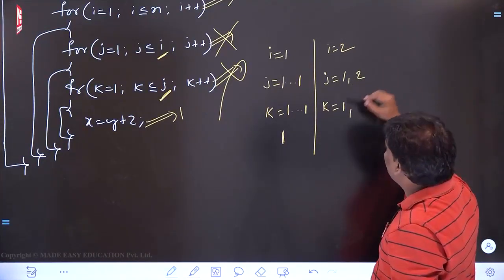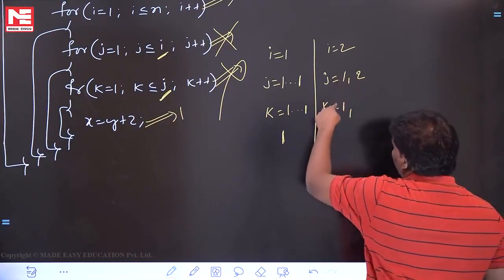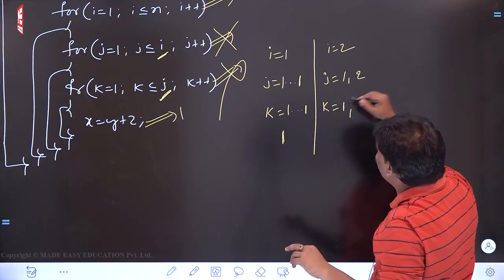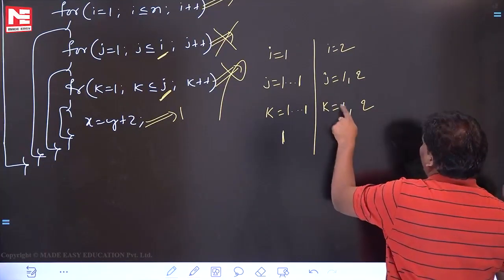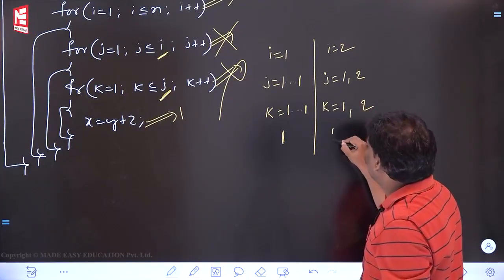If the J value is 2, the K loop is what? The answer is 1 to 2. J value 1, the K loop is going to be 1 to 1, so 1 time. If the J value is 2, the K loop is going to be 1 to 2, then what is the answer? I think 2 times. So J value 1, K loop is 1 time, J value 2, K loop is 2 times. So I think for I value 2, this will go 2 times.